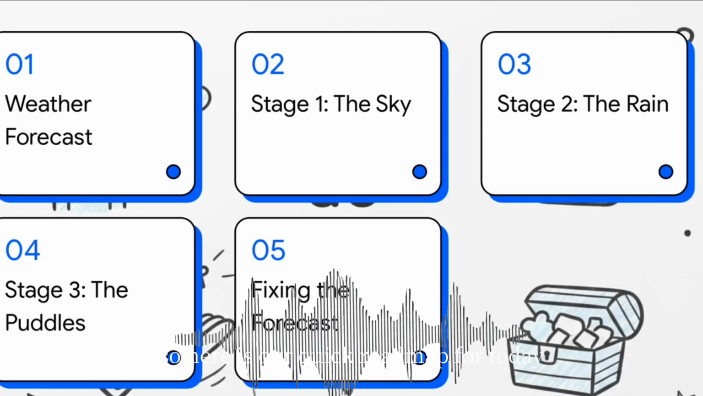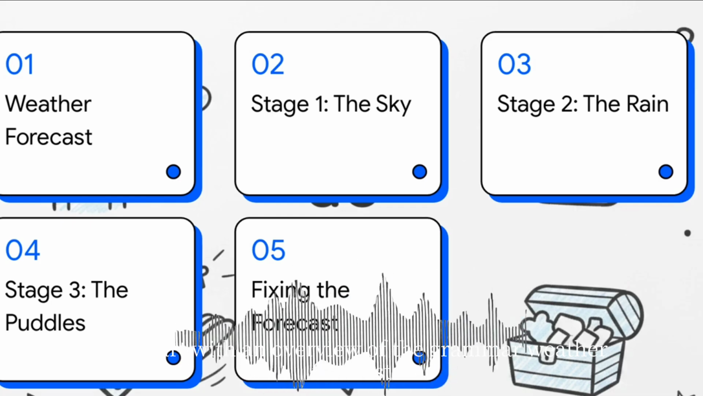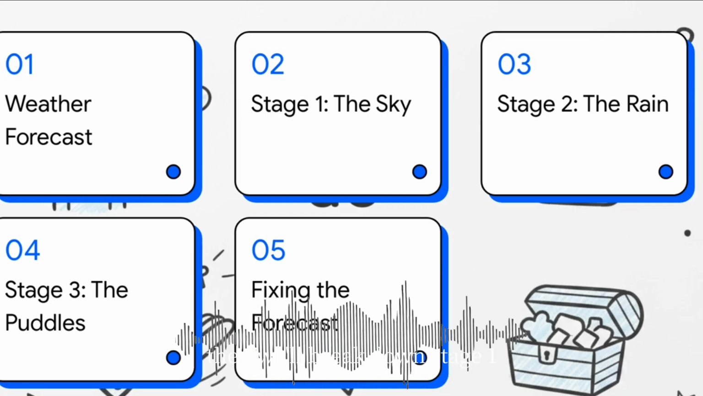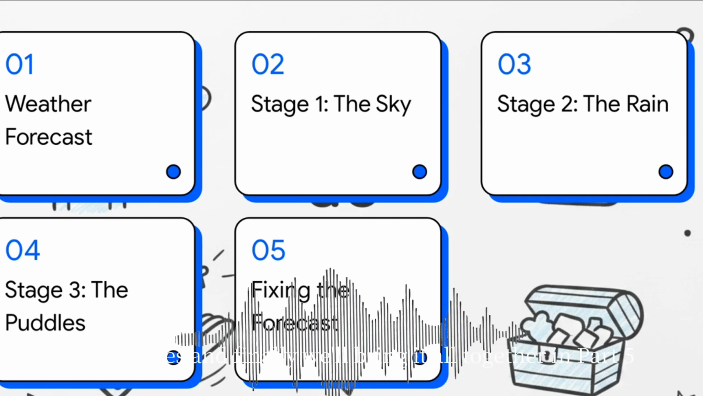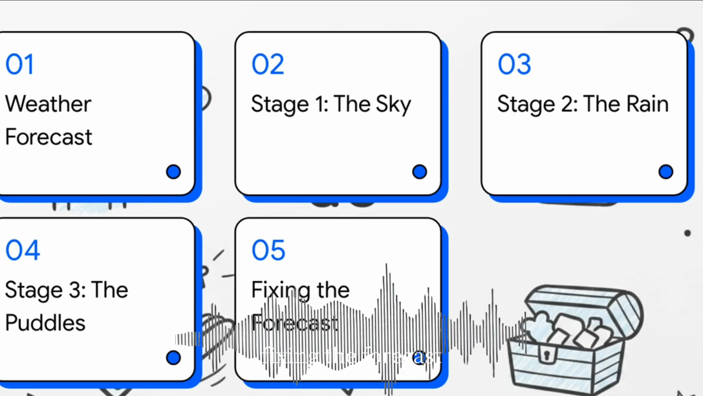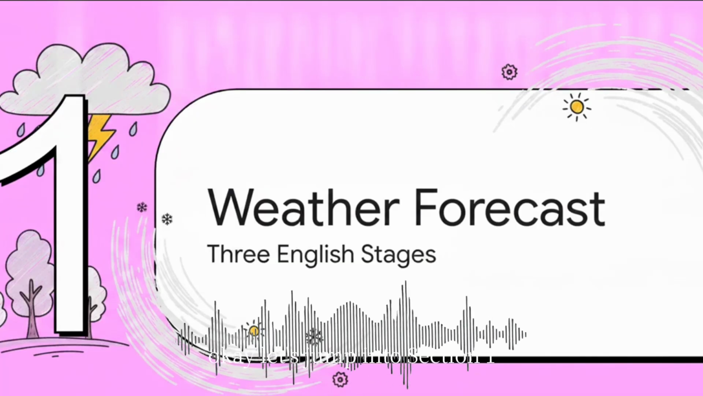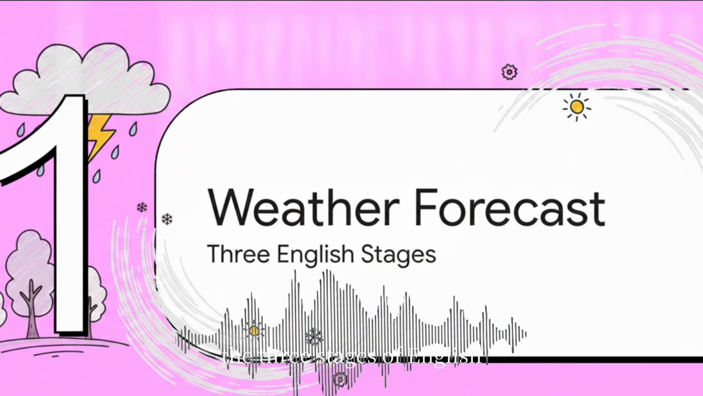So here is our quick roadmap for today. We'll start with an overview of the grammar weather forecast. Then we'll break down stage 1, the sky, stage 2, the rain, and stage 3, the puddles. And finally, we'll bring it all together in part 5, fixing the forecast. Okay, let's jump into section 1, the grammar weather forecast, the 3 stages of English.